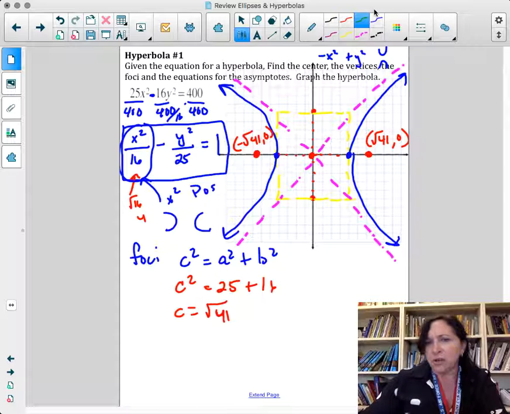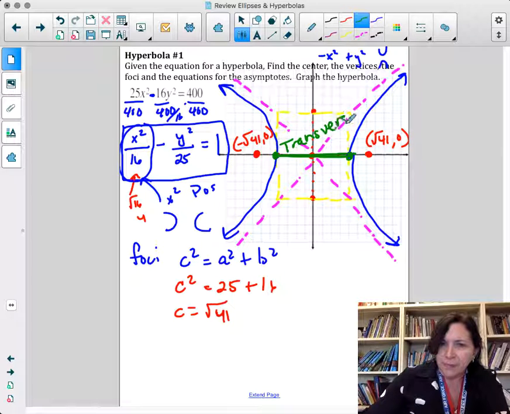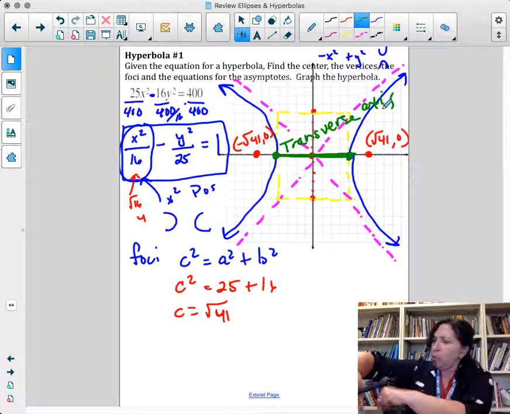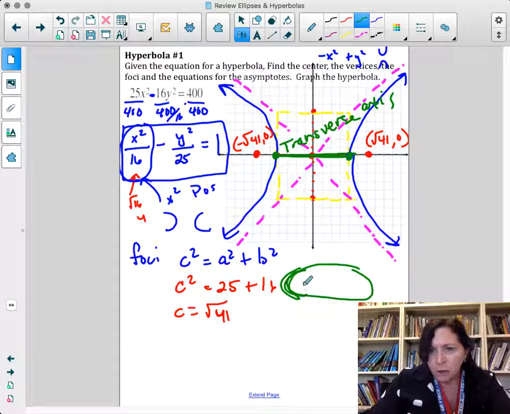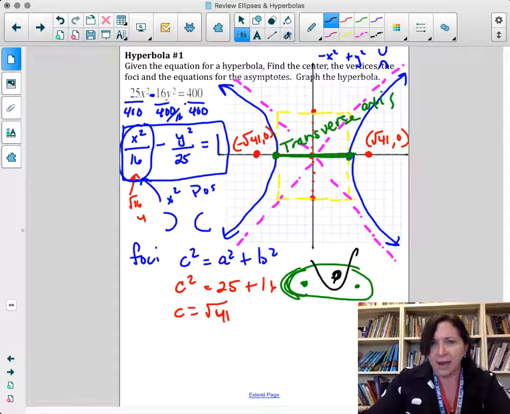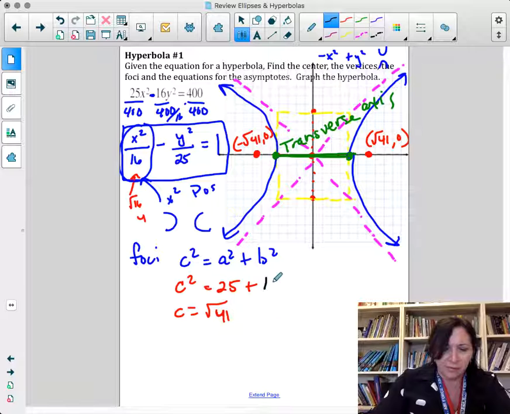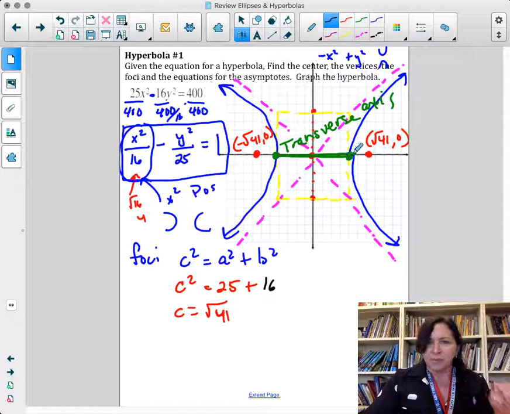Additionally, there's a couple of terms that you should know. This term that connects my vertices from here to here, that's what we call the transverse axis, and that connects the vertices. Remember, the focal points always have to be inside the arc. Whether you have an ellipse like this, here's my arc, your focal points are inside. Or if I have a hyperbola like this, your focal points are going to be inside. That's really important that you always remember that. So that's the transverse axis that connects my two vertices.